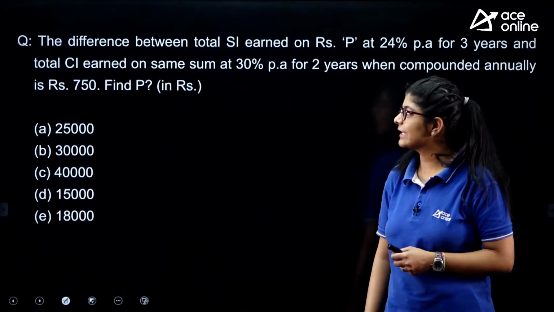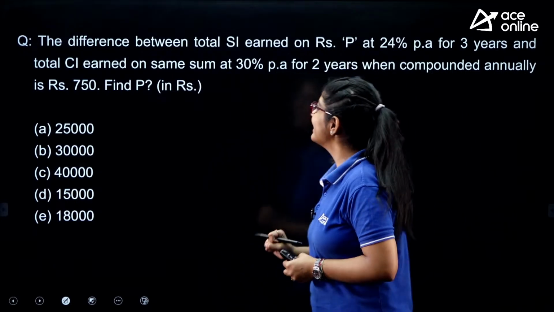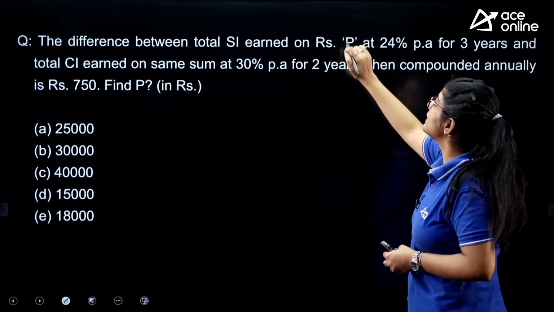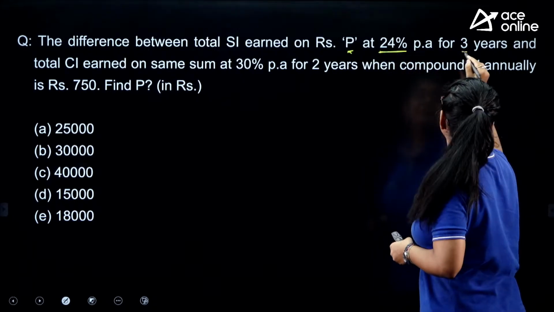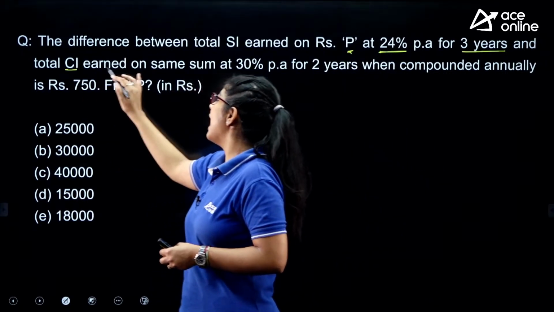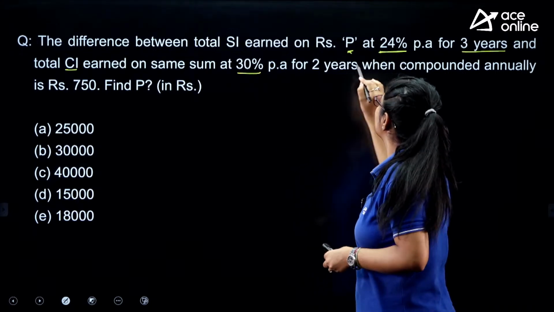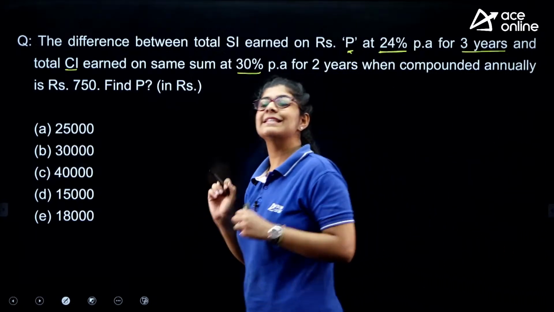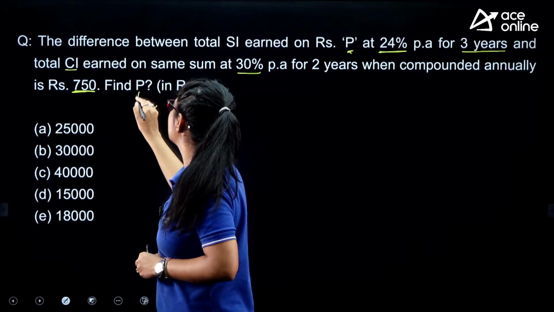Very simple. Next. The next question says that the difference between the total SI, simple interest, earned on rupees P per annum for 3 years and the total CI, compound interest, on the same sum at 30% per annum for 2 years when compounded annually is rupees 750. What we have to do is find out the principal amount.